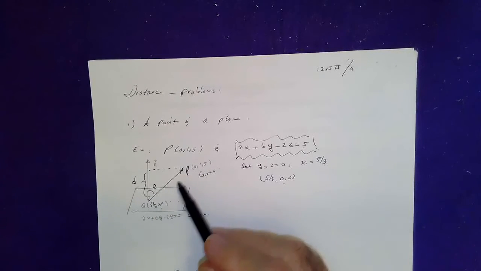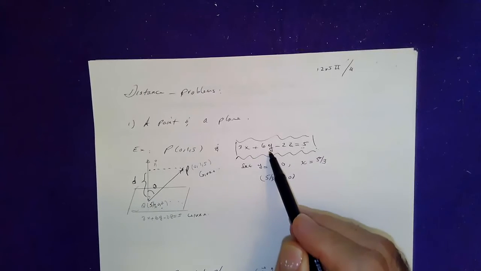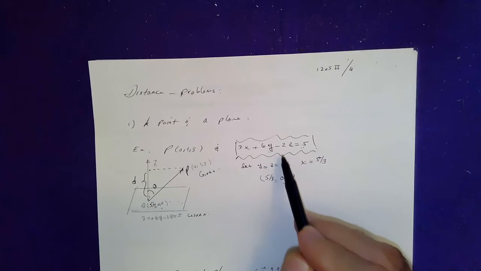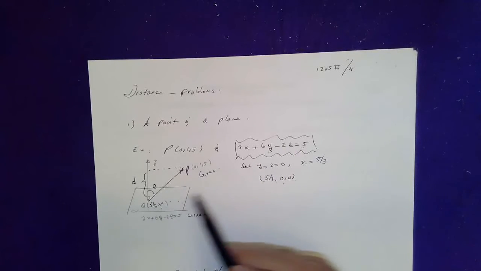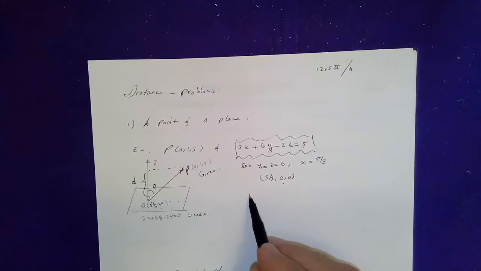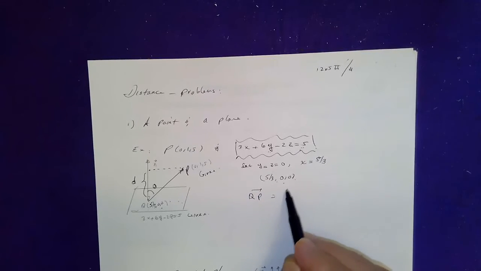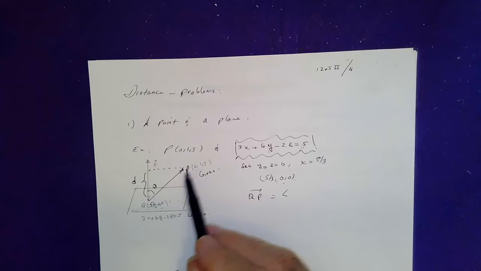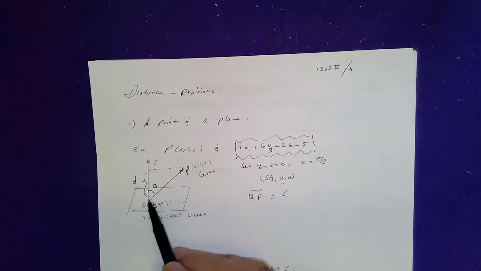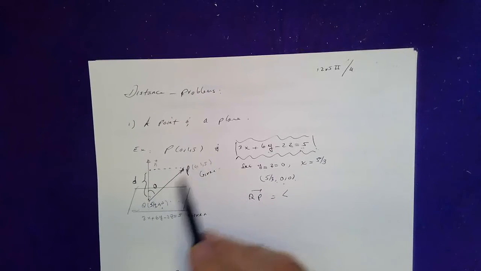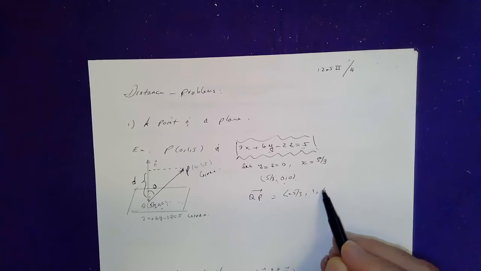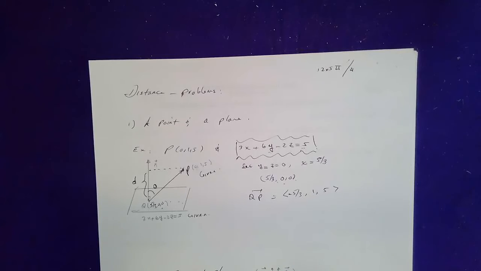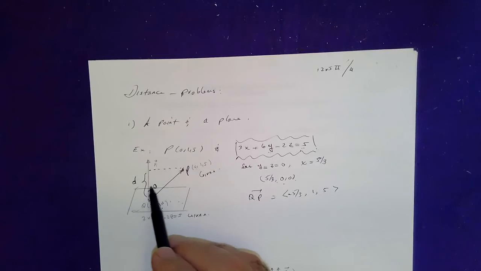Okay, how did we construct this? We selected a point on the plane by choosing a set of ordered triples such that it satisfies the equation. Okay, and then we form this vector. In other words, we have QP. Remember the way you form a vector by knowing the initial and the terminal point of the vector, you go terminal minus initial. So this would be -5/3, 1, and 5, correct? So how do I find D?